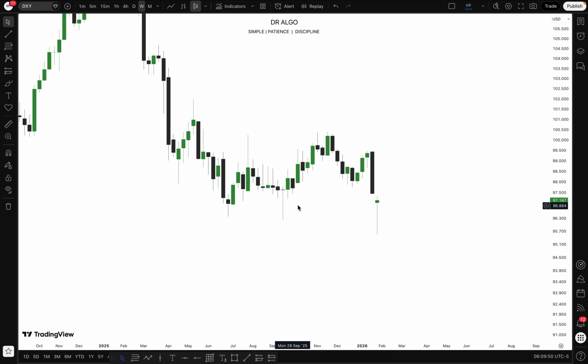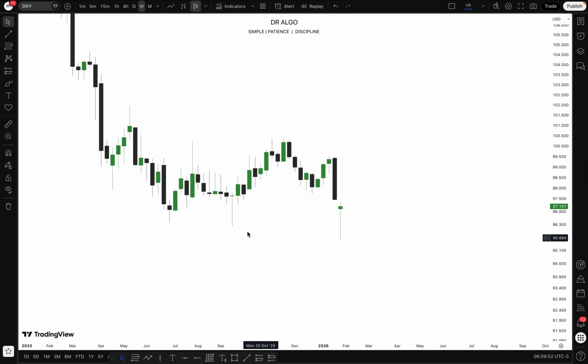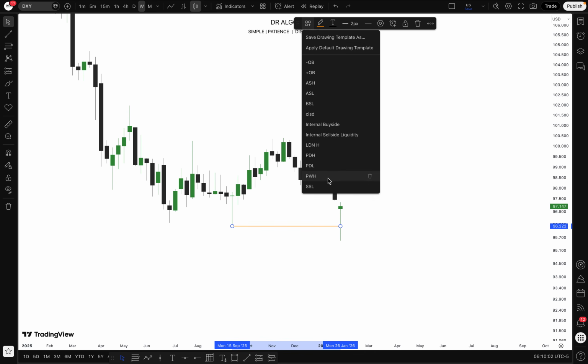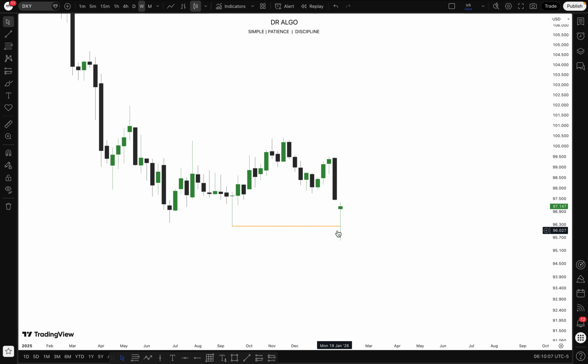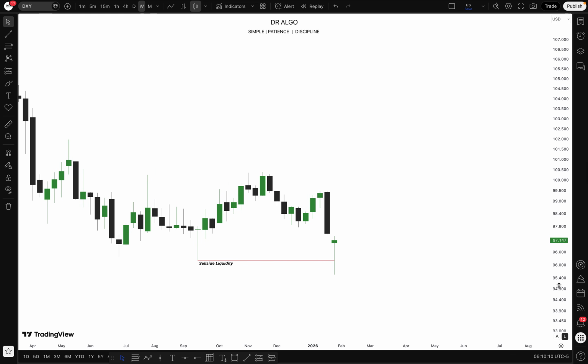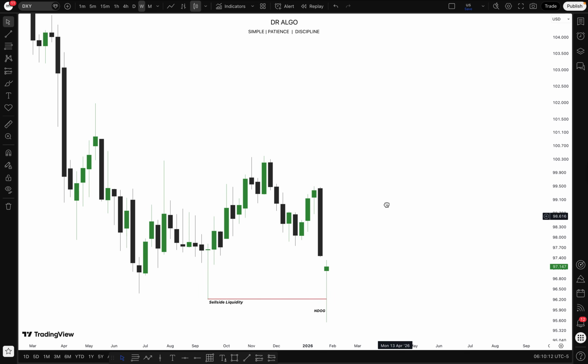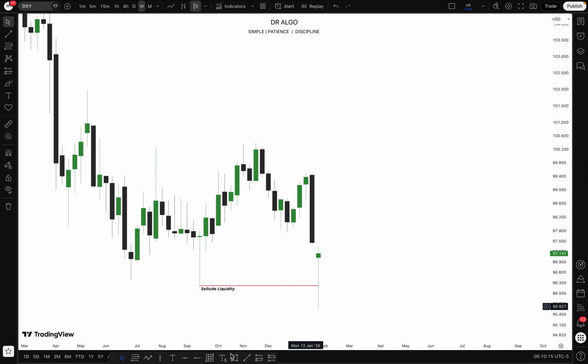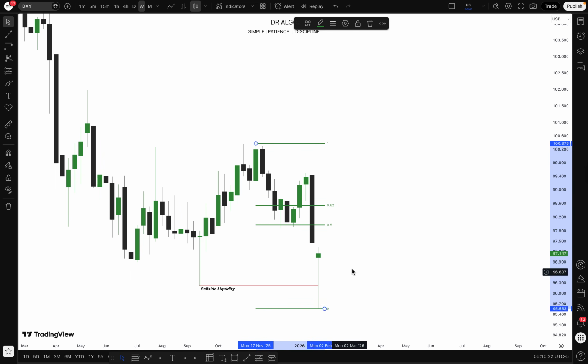As you can see, this is DXY. We have a sell side liquidity registering here. That's the dollar index weekly time frame. So this is our sell side liquidity, and price has already stripped that sell side liquidity. From this high to this low, that's the total, or the recent range that we have.